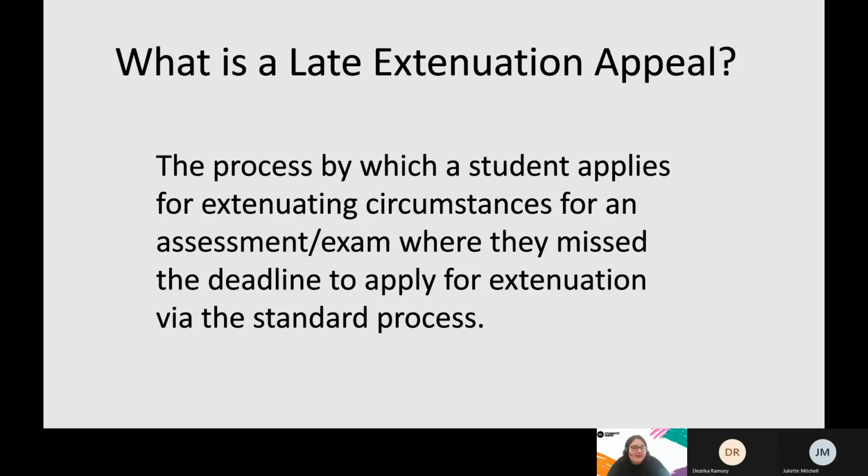A late extenuation appeal is when a student needs to apply for extenuating circumstances, but they have missed the deadline by which they could have applied for extenuation via the standard process. Once that deadline is passed, students need to use this appeals process to submit their claims. Otherwise, the claim will be rejected if it's done through the standard process.